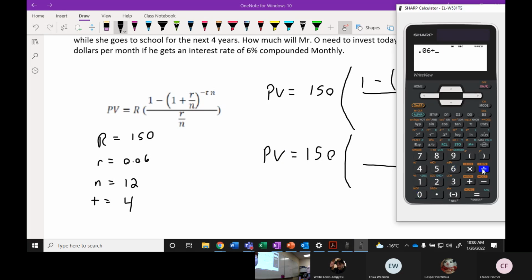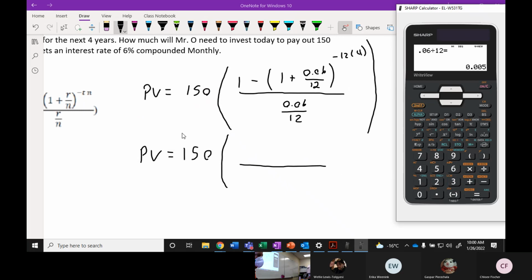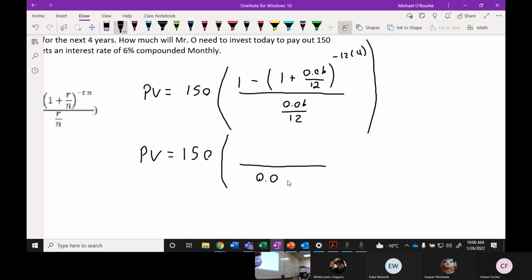Okay, do this. I'm going to go 0.06 divided by 12 to get my number at the bottom. Four times 12 is monthly times years. So what's the answer? Oh, 48. Negative 48. I'm out of time. I need time. That's fine, just keep working with it.